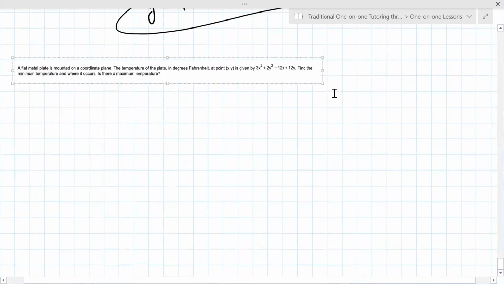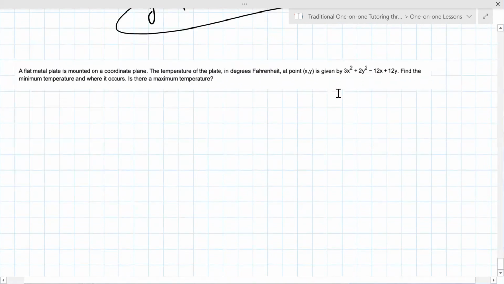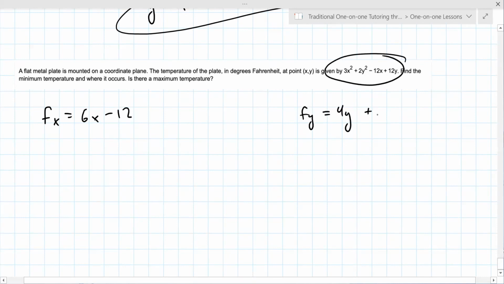All right, so this one, it gives you an equation. I don't even read this stuff anymore because this is all you care about right here. Fx is 6x minus 12. Fy is 4y plus 12. Set them equal to 0. X equals 2. Y equals -3.